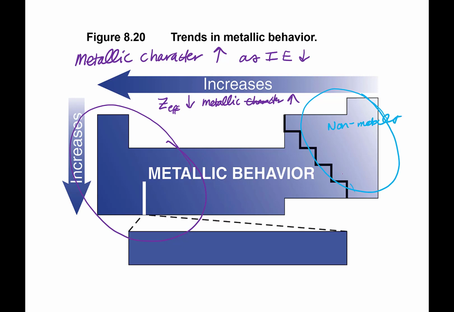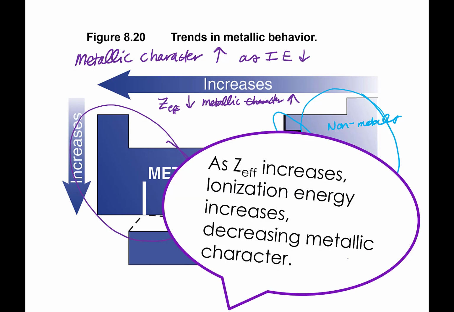And then in here we have our metalloids, or things that have both metallic and non-metallic behavior. As effective nuclear charge increases, ionization energy increases, and metallic character decreases. And it's not binary. It's not, okay, you're a metal or you're a non-metal. There is this continuum or this range of how metallic an element is.